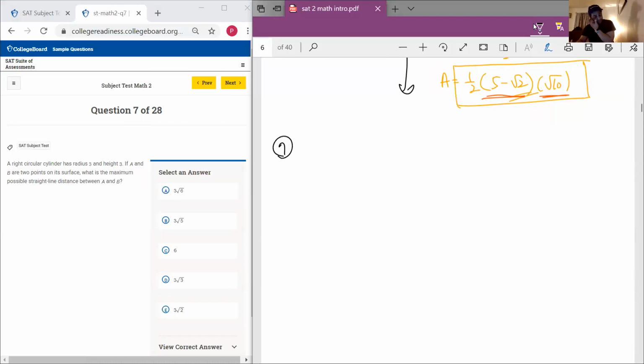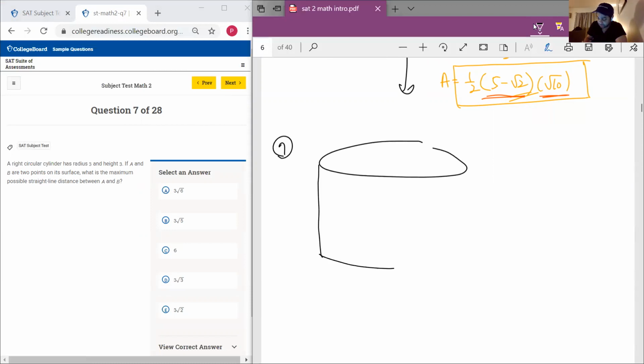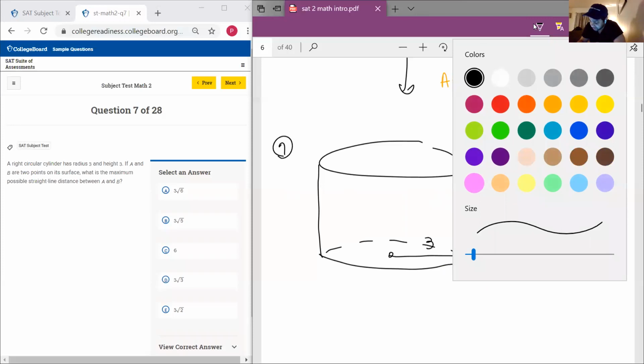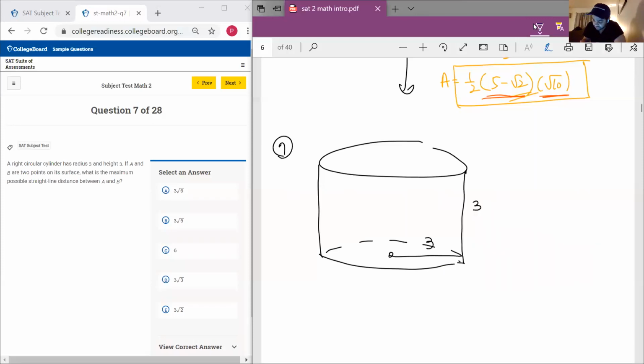All right, 7. A right circular cylinder has a radius of 3 and a height of 3. This will be 3-dimensional geometry. What is the maximum possible straight line distance between A and B if A and B are 2 points on the surface? If I take A and B to be any 2 points on the surface, so I can have A to be here and B to be here.